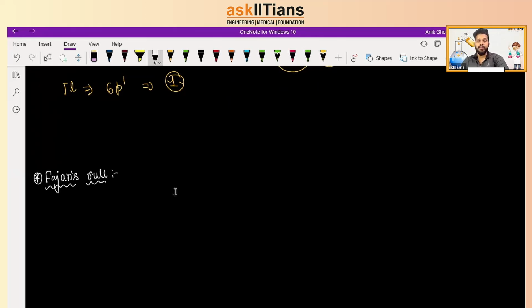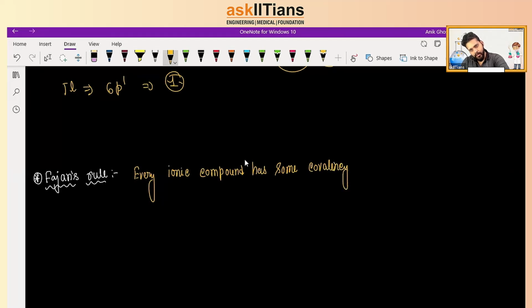Now, what is this Fajan's rule here, guys? Fajan was a scientist who said that there is no compound out there which is 100% ionic. There's always some sort of covalency in an ionic compound. Every ionic compound has some covalency in it. This is what Fajan's rule is saying.